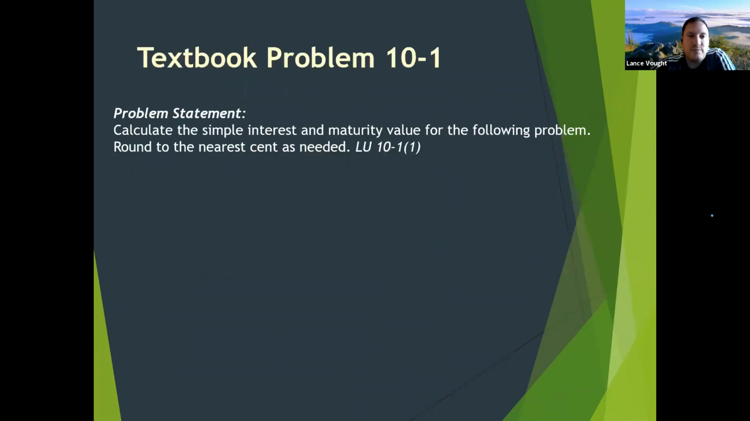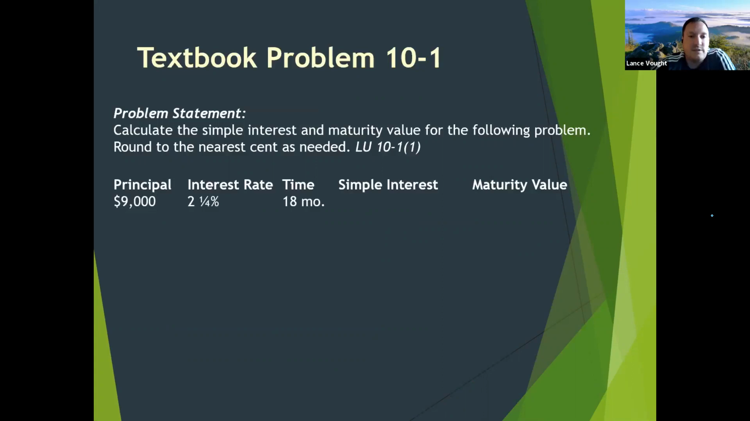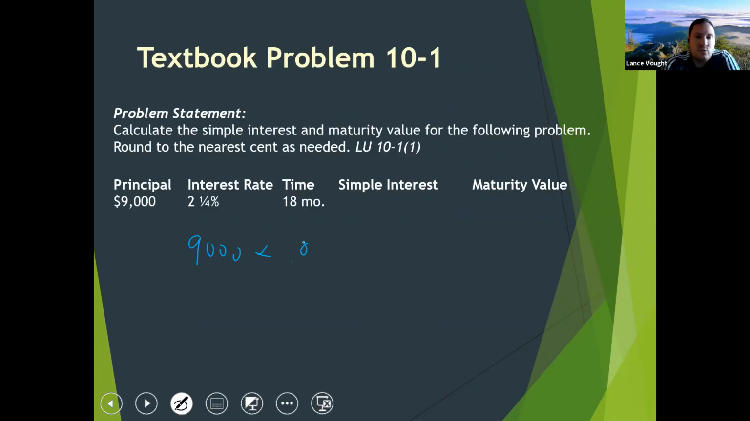So let's just do a couple examples here. So let's calculate interest and maturity value for the following problem. So if the principal is 9,000 and we're using months here instead of days, the interest rate is 0.0225. I got tricked there for a second. And then 18 over 12. So that's like 1.5 years. That will give you the interest. And then the maturity value will be 9,000 plus I.